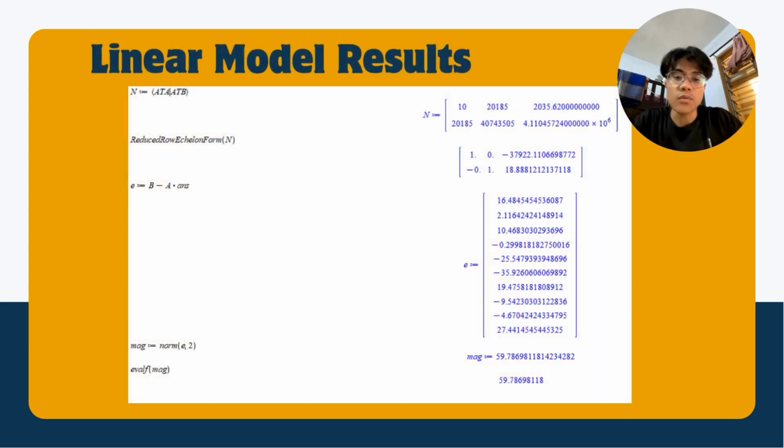Next we solve the normal equations, where N is equal to A transpose A augmented with A transpose B. Then we reduce N to the row echelon form. After that, we find the errors of the system, which is equal to b minus Ax. From the calculation, we obtain that the error is 59.79.